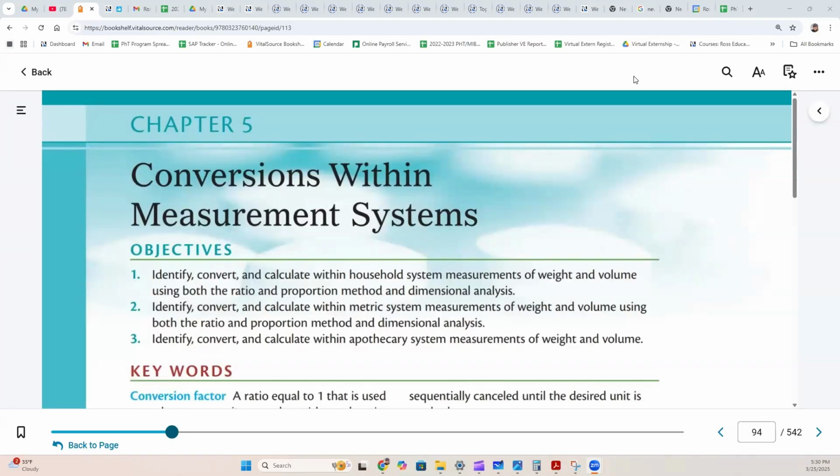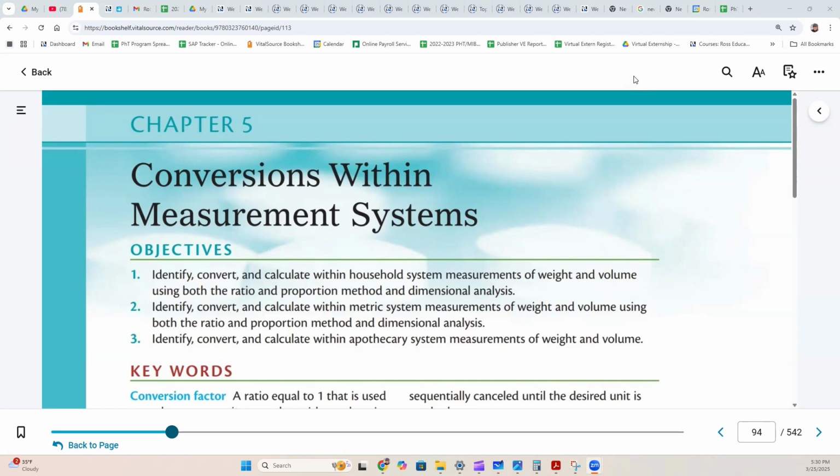Chapter 5, Conversions within Measurement Systems. At the end of this chapter, we should be able to identify, convert, and calculate within household system measurements of weight and volume using both the ratio and proportion method.